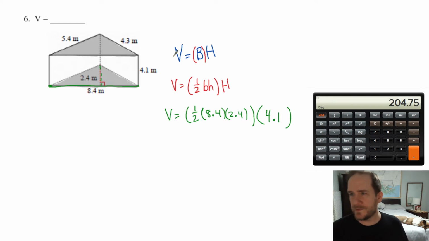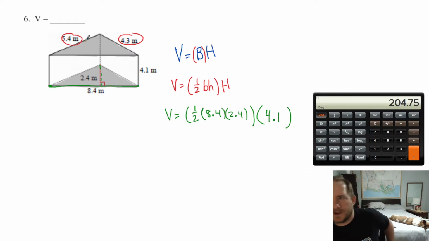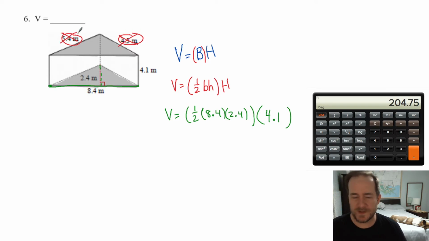And so if you're wondering what the heck's going on with these values, nothing. They're not part of our calculation, because we're going to get the area of the base using the 8.4 and the 2.4. We're going to get the height of the prism from here. So these numbers just aren't involved in the calculation, and they're not there to throw you off or anything like that. You're supposed to know what numbers you need and pick the right numbers.